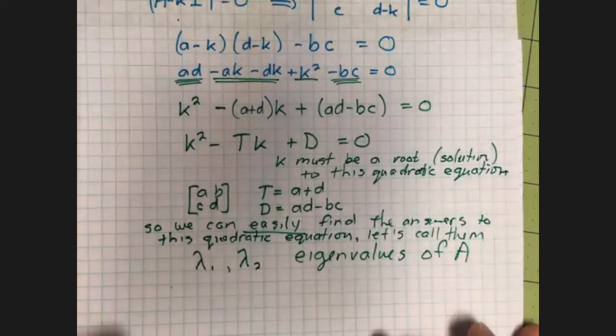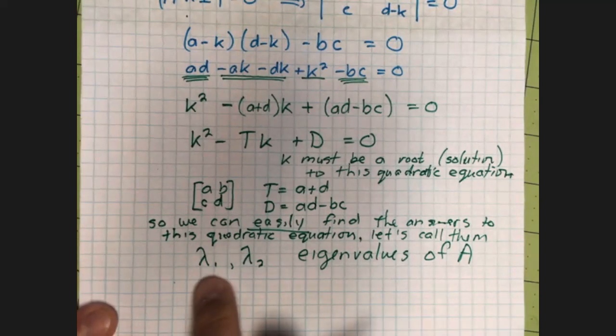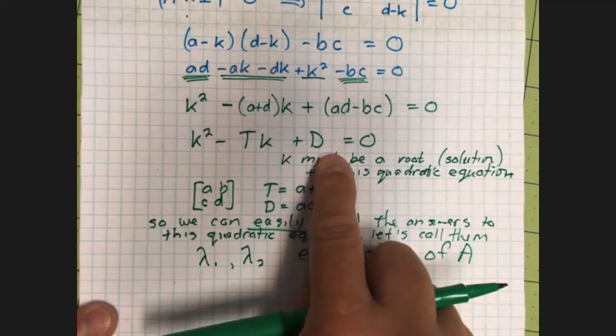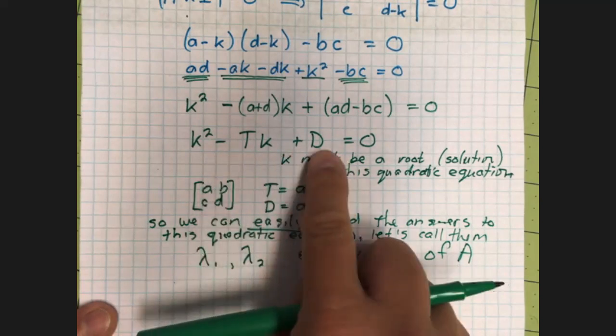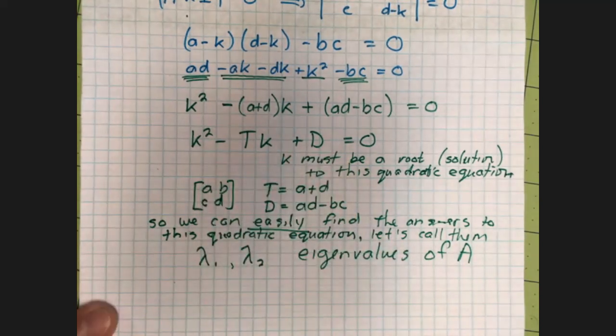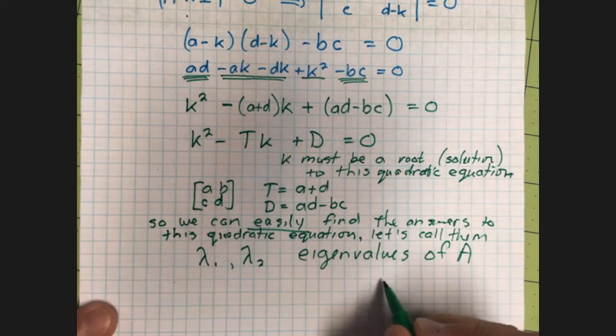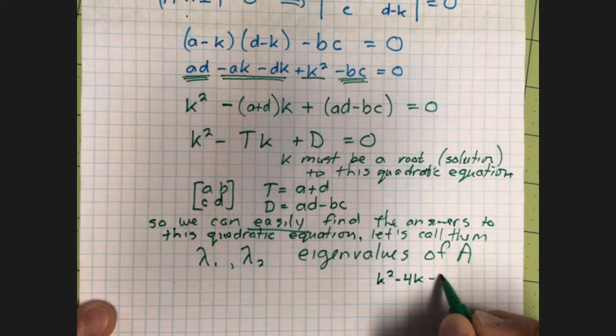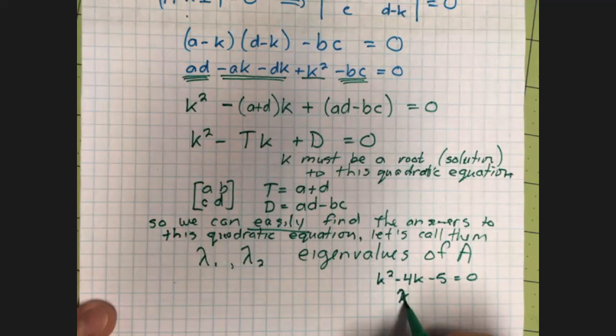Now, I know there might be a question in the back of your mind, say like, yeah, but every quadratic equation doesn't have answers. It doesn't have roots. Some quadratic equations have no roots. You mean no real roots. Every quadratic equation has two answers, right? If I say to you, k squared minus 4k minus 5 equals 0, then the answers are lambda 1 equals 5, and lambda 2 equals minus 1. You could check those out and see that they work.